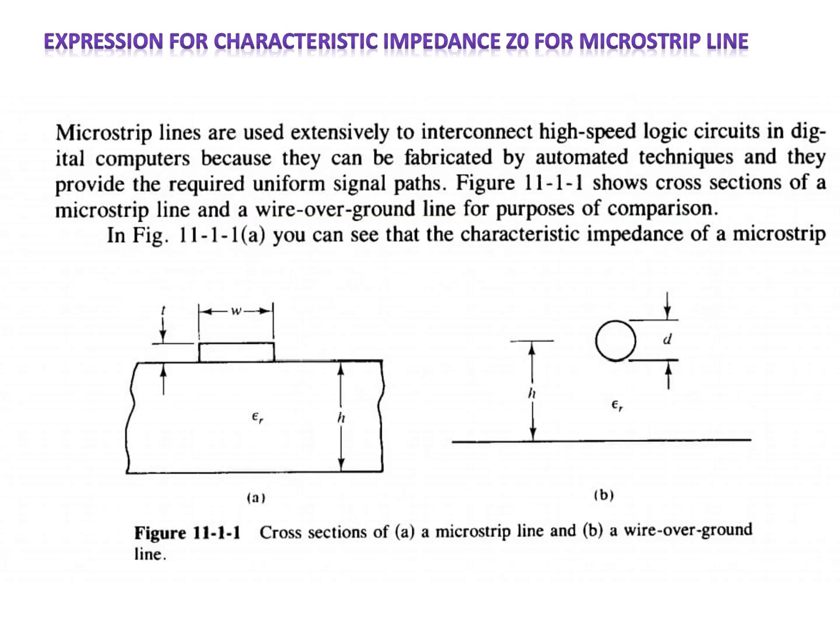Now let's derive an expression for the characteristic impedance Z0 for the microstrip line. Microstrip lines are used extensively to interconnect high-speed logic circuits in digital computers because they can be fabricated by automated technologies and they provide the required uniform signal path. This figure shows the cross-section of a microstrip line and a wire over ground line for purpose of comparison. Figure A is the microstrip line and figure B is a wire over ground line.